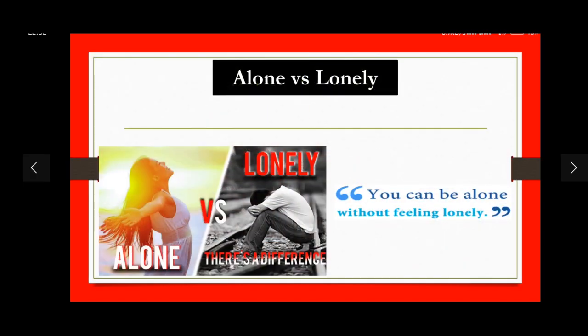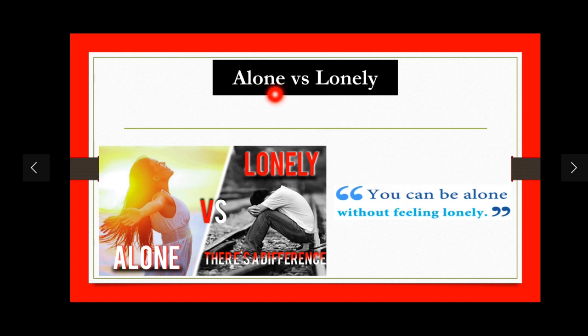Here you can see the difference between alone and lonely. You can be alone without feeling lonely. So it means that when you're sad, that is lonely. And when no one is with you, then you are alone. So it doesn't mean that when you are alone, you will be lonely, right? Because lonely means sad and alone means without something else or without someone else. So you can be alone without being lonely.